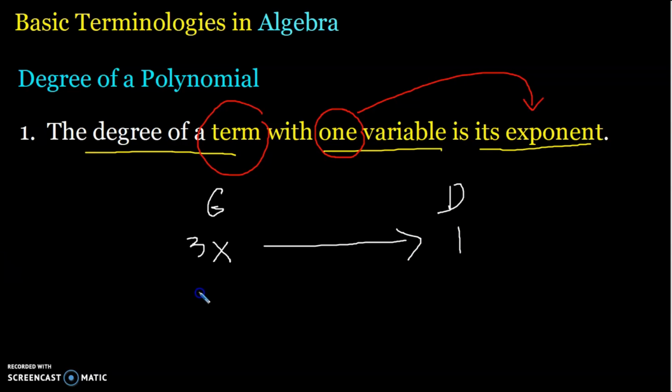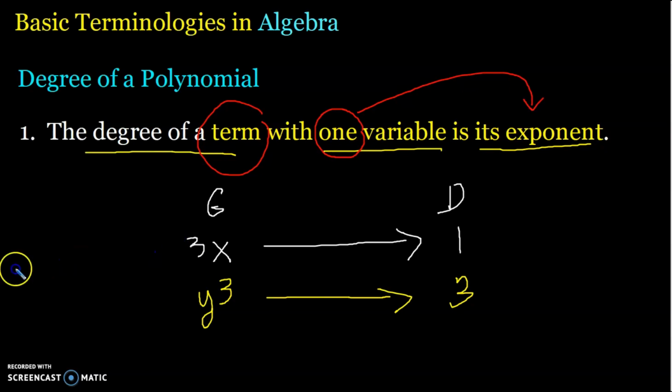Similarly, if we have y cubed, we only have one variable used, which is y, and it's raised to the third power. So its exponent, based on rule number 1, is the degree of the polynomial y cubed. Therefore, the degree of y cubed is 3.